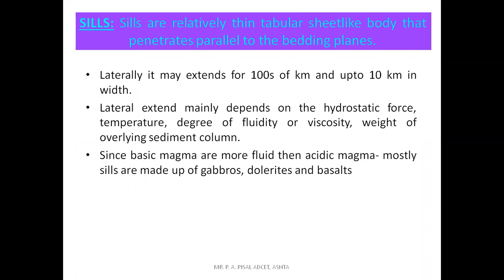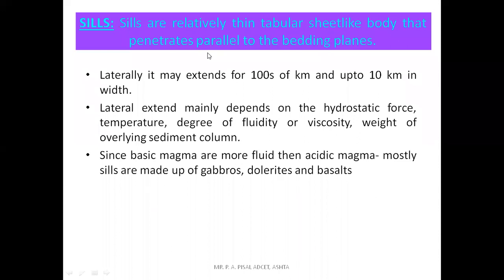Now, since basic magma is more fluid than acidic magma, mostly sills are made up of gabbro, dolerite, and basalt. We have discussed the characters of the magma. There are mainly three types of magma: acidic, basic, and intermediate. In that, we have seen that the basic magma has more fluidity, which means it flows more distance. That's why sills are generally basic in composition, having maximum length, and the basic rocks are generally basalt, dolerite, and gabbro.